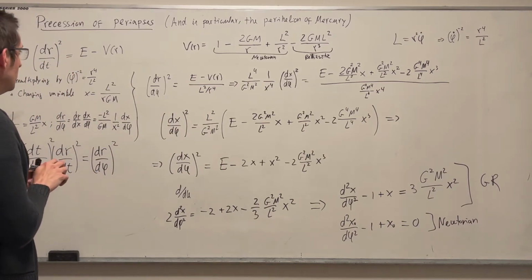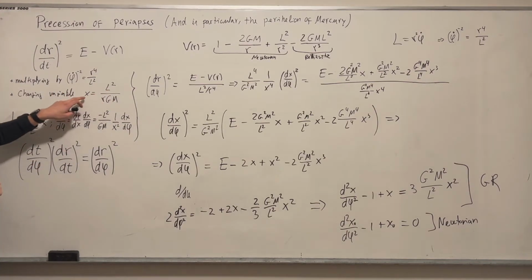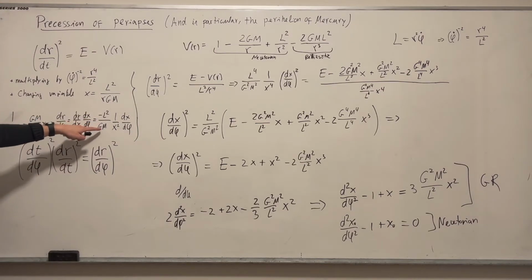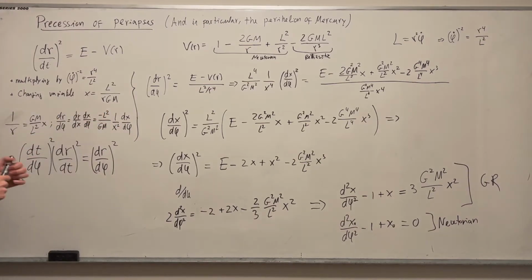So what we do now is we're going to implement a change of variables. We're going to change from the variable r to the variable x. With this particular change of variable, that would be pretty useful. The change of variable, of course, tells me that 1 over r is GM over L squared x, and also that the derivative of r with respect to phi, using chain rule, gives me dr dx, dx d phi. dr dx is minus L squared over GM, 1 over x squared, and that multiplies dx d phi. Okay, so I did that change.